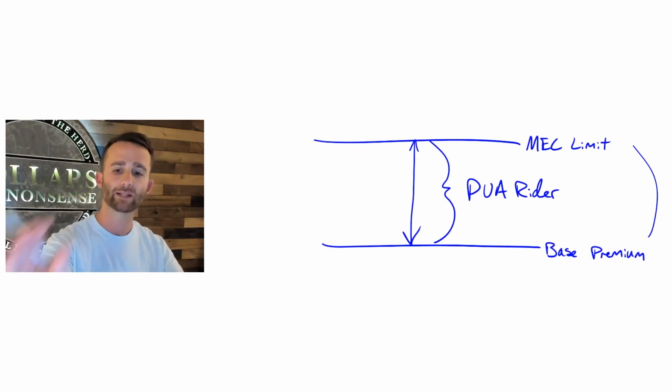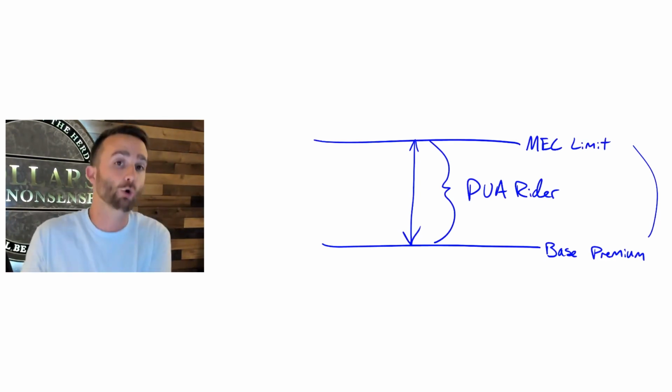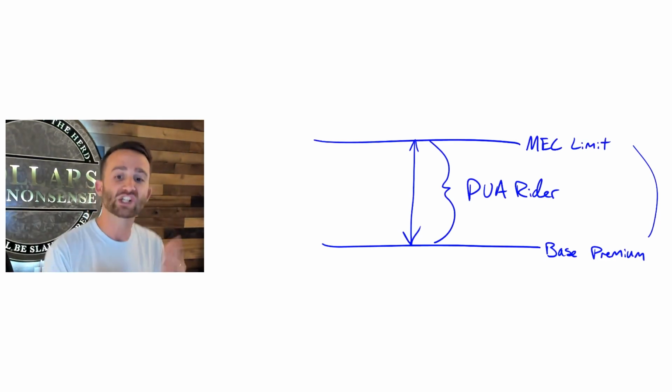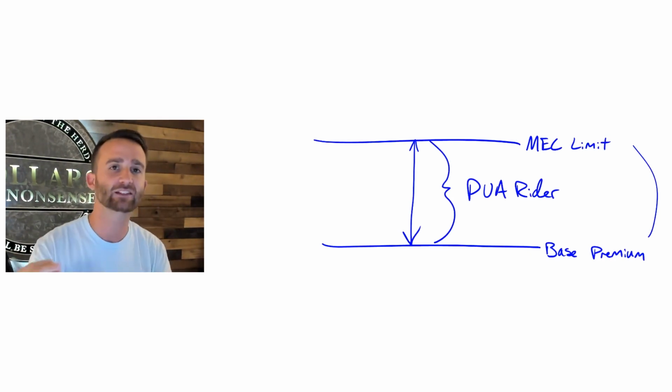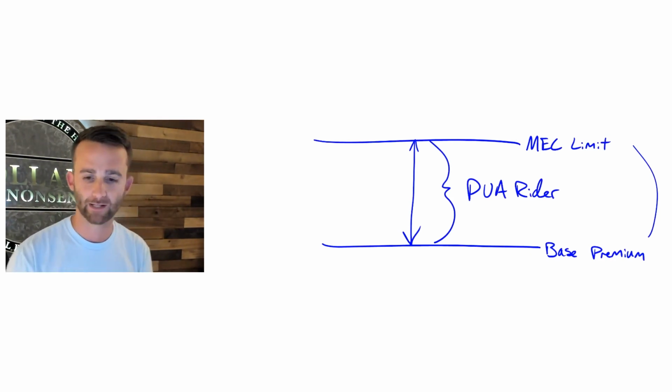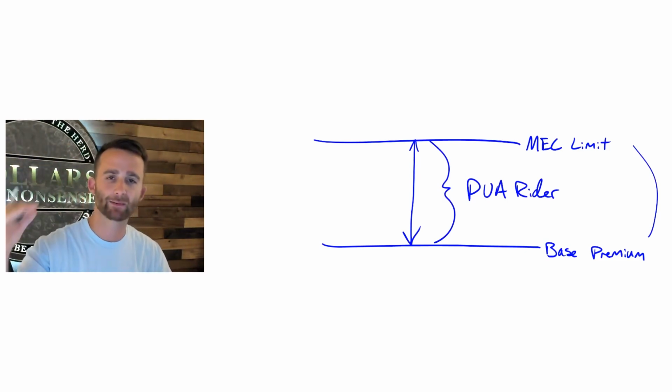So what I'm trying to bring up here is that the MEC limit is totally up to you, and also the base premium is totally up to you, and how much you put into the PUA is totally up to you. But there are strategic reasons to set these in a certain way. So that's what I want to talk about today. So the MEC limit is up to you. The base premium is up to you. The paid up addition rider amount is up to you.